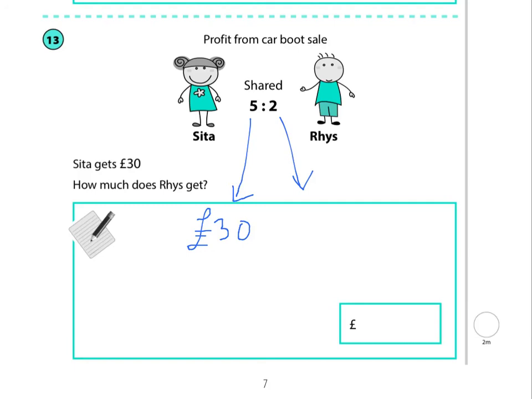Well, when we're dealing with ratios, we're usually either multiplying or dividing. So 5 to 30 could become bigger, so I have multiplied by something, and I've multiplied by 6. Now to keep the amount of money they're sharing in that ratio 5:2, I also have to multiply Reese's share by 6. So if I take 2 from the ratio, multiply it by 6, that tells me that Reese is going to receive £12.